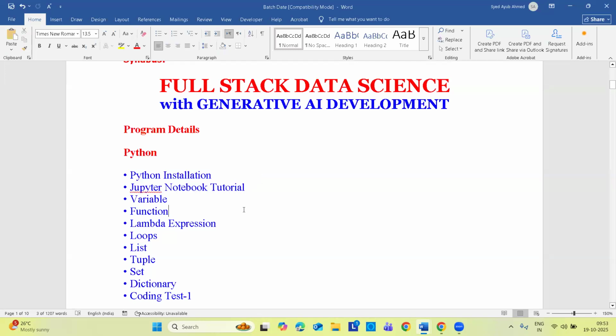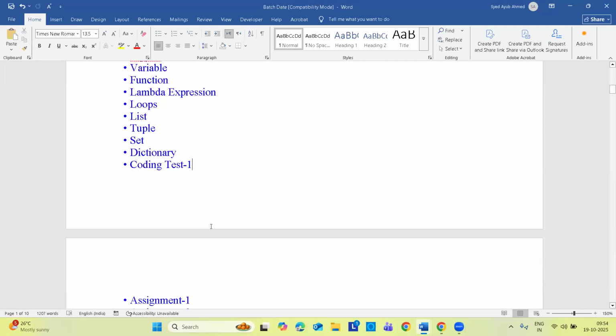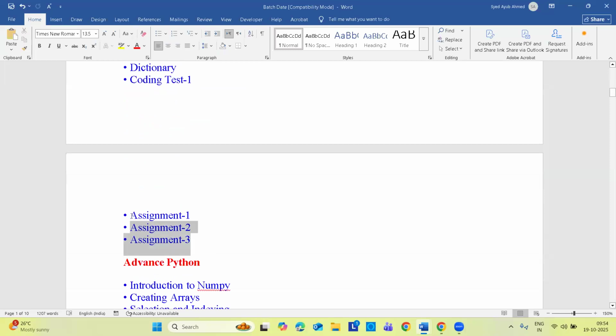Then I'll walk you through some concepts in Python like variables, functions, lambda expressions, loops, and some data types like list, tuple, set, etc. And after this session ends, I'll be planning a coding test, and assignments also will be given to you guys. So at the end of every module, there will be a test and assignment as well.